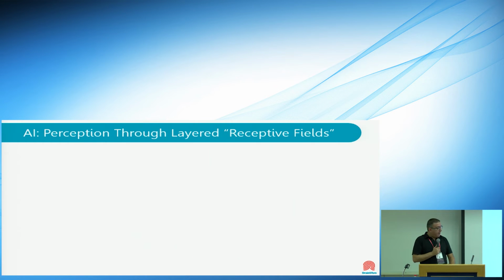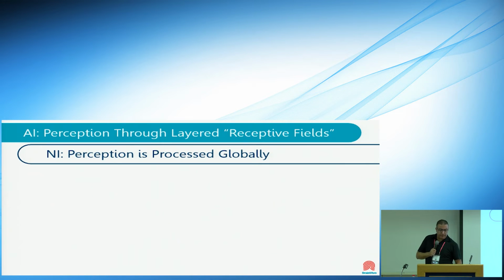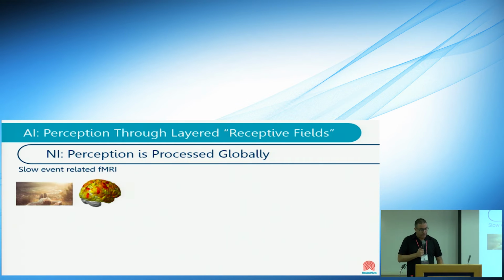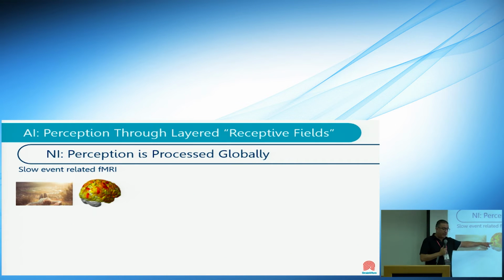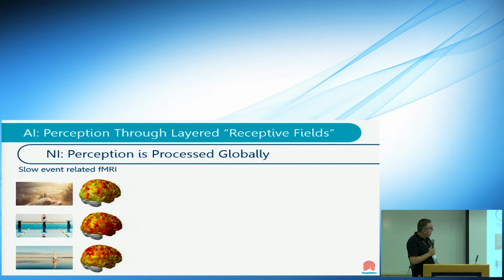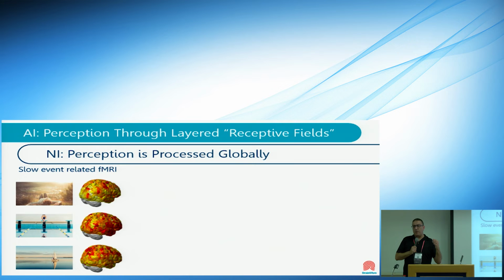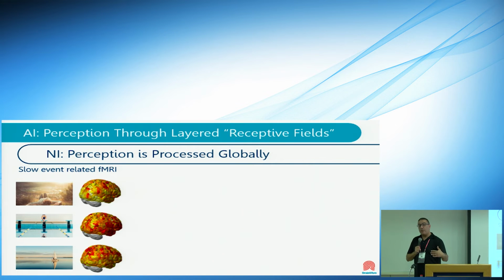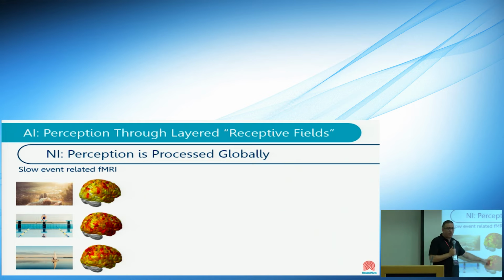And the last scientific evidence I want to show you is how perception, what we think in AI goes through receptive fields. We know now that perception, our ability to understand what we see, what we hear, what we sense, is processed globally in the brain. This is an example of the brain representation through slow event-related fMRI of specific images. There are 3 images here. And in a minute, a movie will start, a slow version of the variation in activity in the brain of a real subject, that is me, who saw these images.